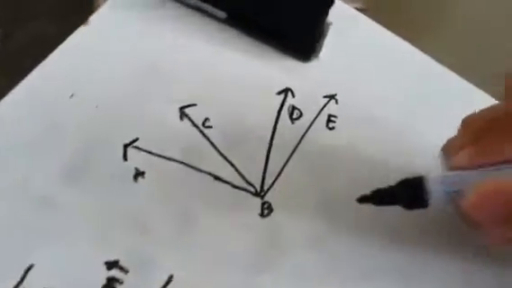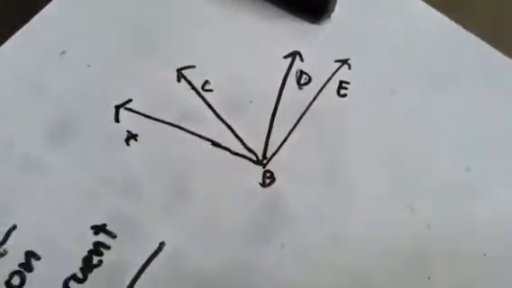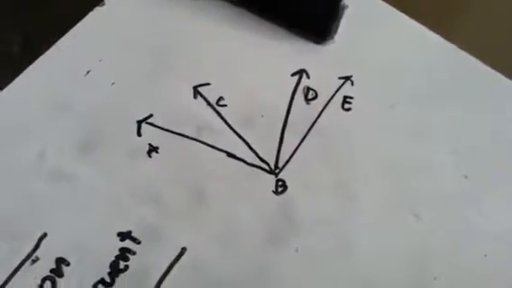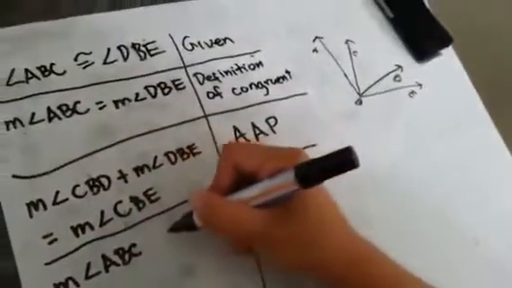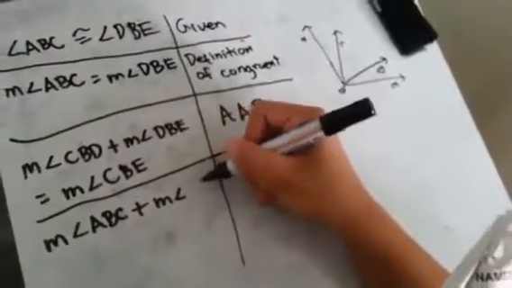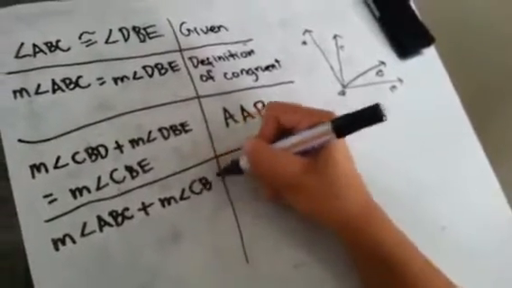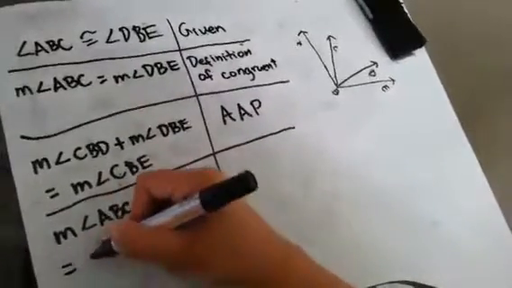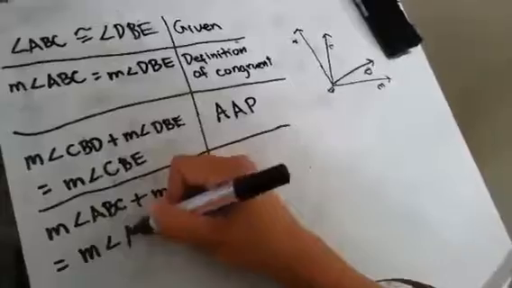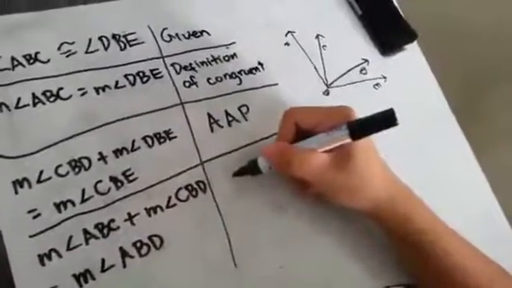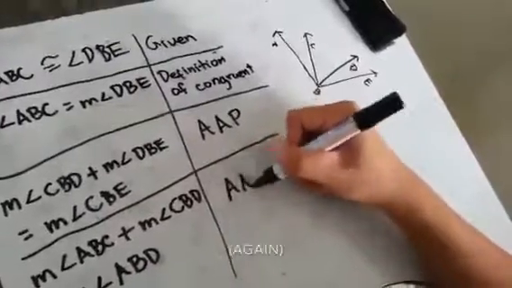Another instance from the example given is that the measure of angle ABC plus the measure of angle CBD would be equal to the measure of angle ABD using the angle addition postulate.